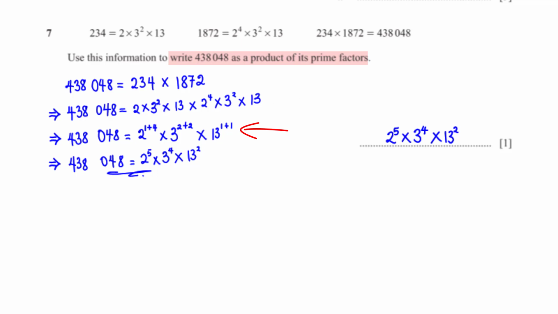3 raised to the power 2 times 3 raised to the power 2 gives us 3 raised to the power 2 plus 2. 13 times 13 gives us 13 raised to the power 1 plus 1. And so when we simplify this further, we get a final answer of 2 raised to the power 5 times 3 raised to the power 4 times 13 squared.